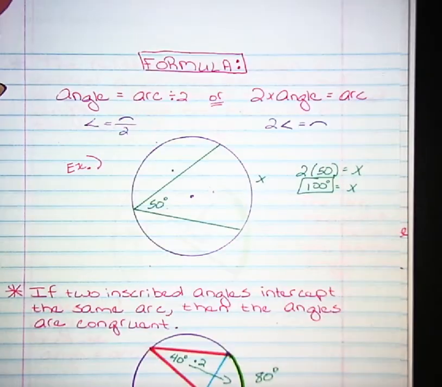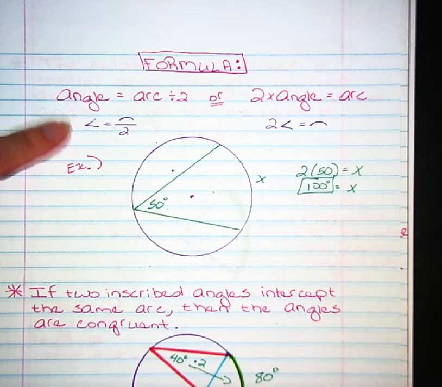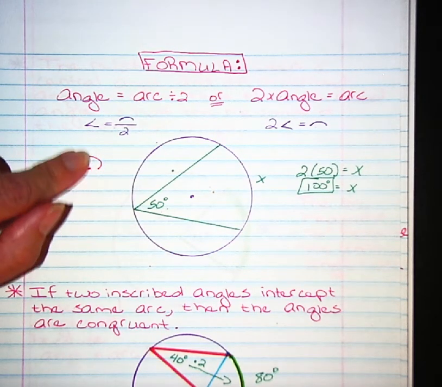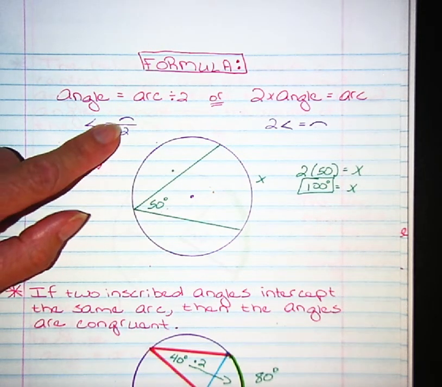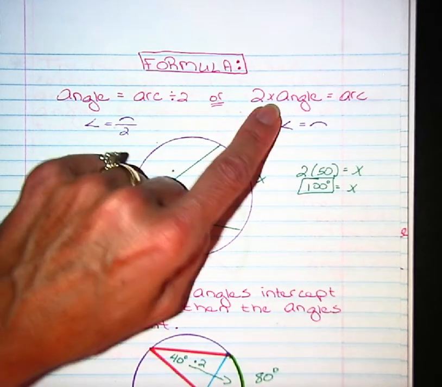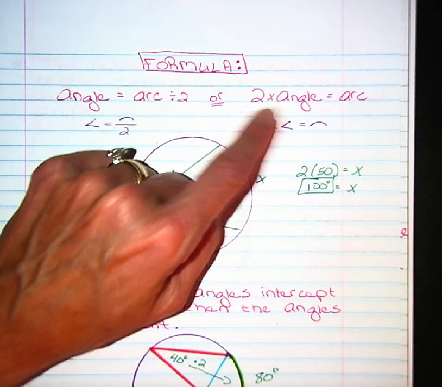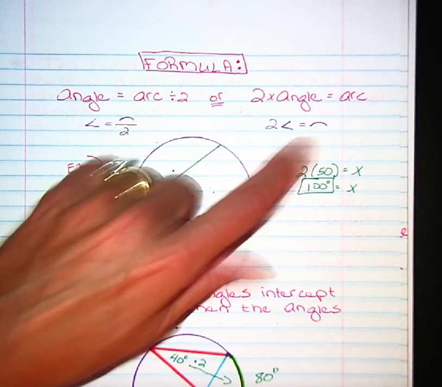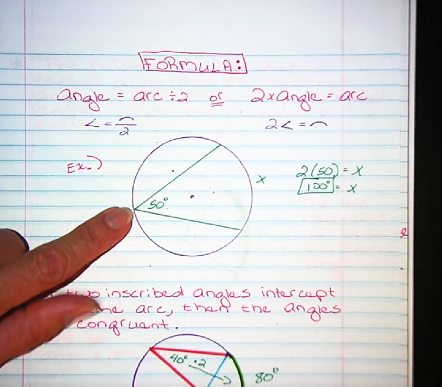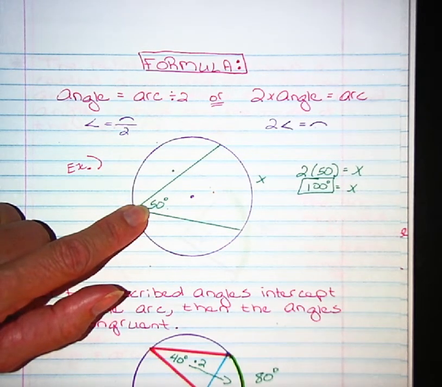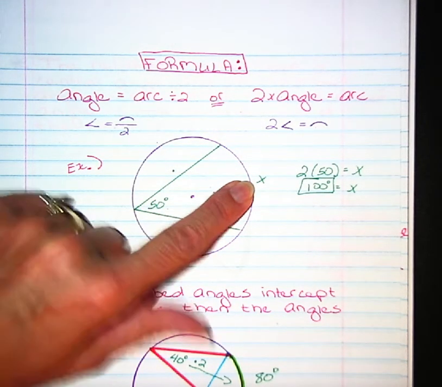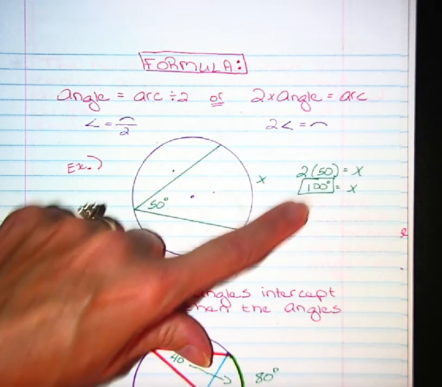Okay, so for example, if you're looking for the formulas, you could say that the angle in an inscribed angle equals the arc divided by 2. You could also think of it as 2 times the angle equals the arc, or twice the angle equals the arc. So if I have an inscribed angle with a measurement of 50 degrees, then the arc across from it has to be 2 times 50 or 100 degrees.